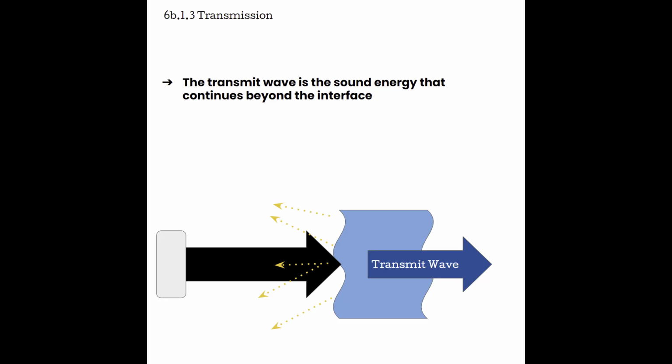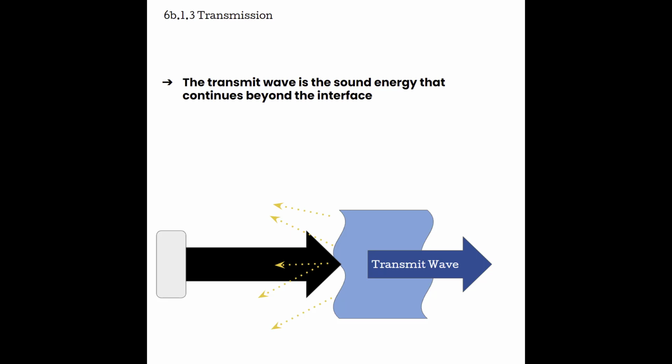Reflection and scattering are responsible for returning echoes from an interface, but it's important to remember that not all sound energy is sent back directly to the transducer. In fact, a really small fraction of the energy is sent back to the transducer, where most of the energy is going to continue to move forward. And that energy moving forward is considered the transmit wave. So the transmit wave is the sound energy that continues beyond the interface.